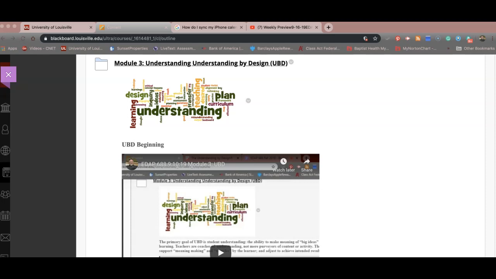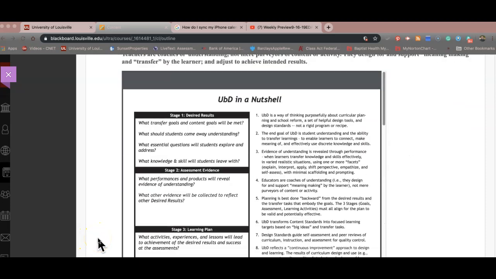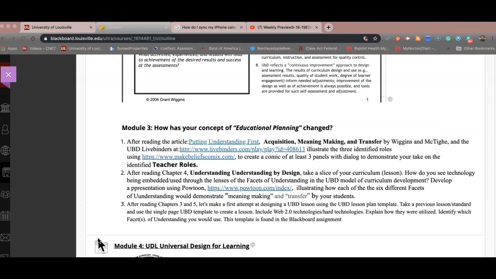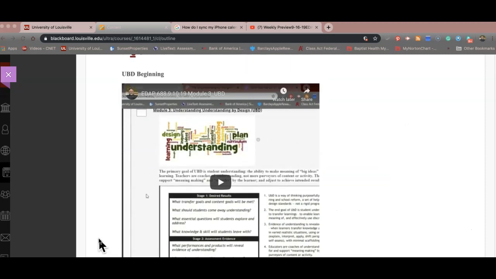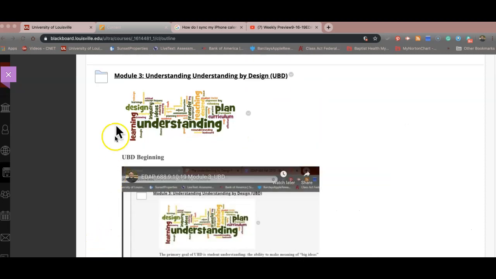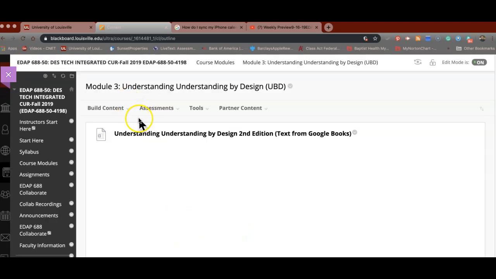We are still looking at Understanding by Design. Last week we went over the major tenets of Understanding by Design. This week we are going to actually walk through creating a lesson plan from the Understanding by Design workbook.